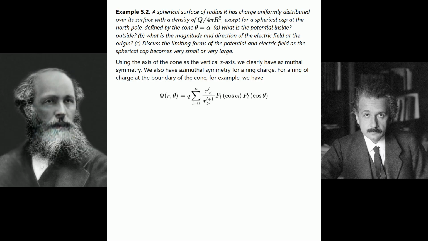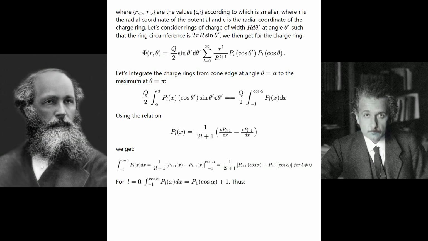C. Discuss the limiting forms of the potential and electric field as the spherical cap becomes very small or very large. Using the axis of the cone as the vertical z-axis, we clearly have azimuthal symmetry. We also have azimuthal symmetry for a ring charge. For a ring of charge at the boundary of the cone, for example, we have the equation, where r sub less than and r sub greater than are the values of r and r prime according to which is smaller, where r is the radial coordinate of the potential and r prime is the radial coordinate of the charged ring.